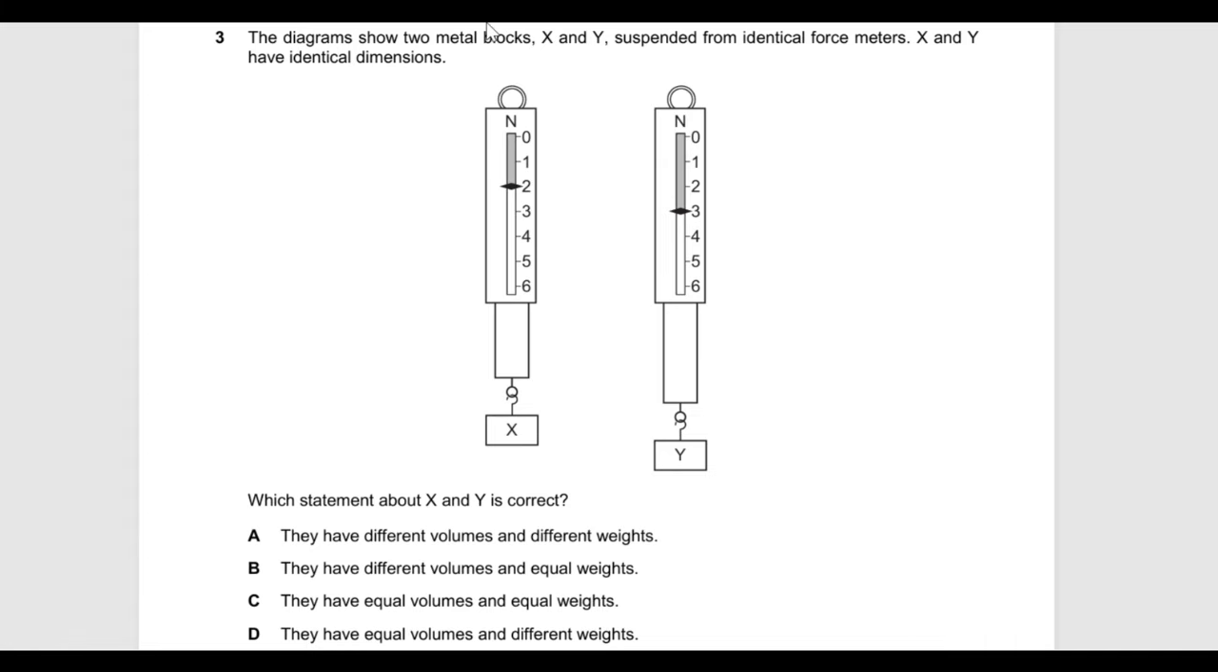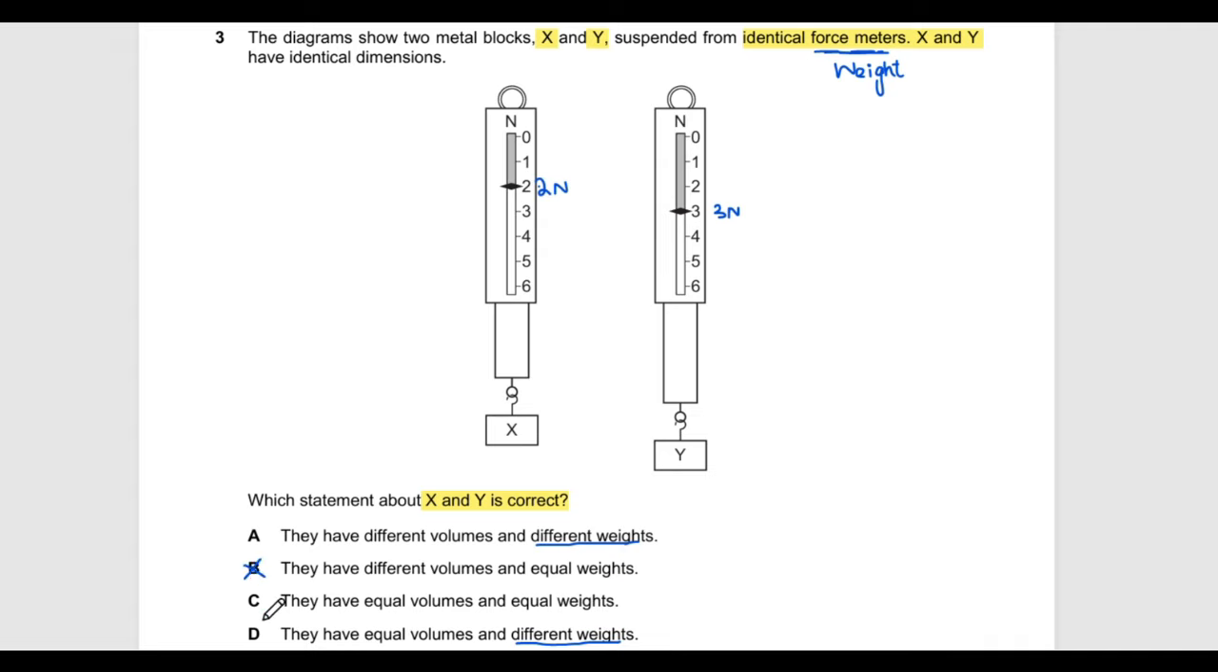Third says the diagram shows the metal block X and Y suspended from identical force meter. X and Y have identical dimensions. Which statement about X and Y is correct? We are using force meter and it is used to measure the weight. And as you know, the weight of this block is 20 Newton and the weight of Y block is 30 Newton. That means both have different weights. So either option A is correct or D.